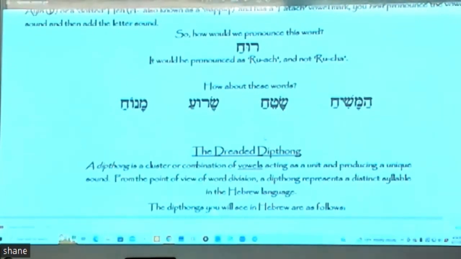So if you have the ayin at the end of a word, right, and it's got furtive patach, I'm just going to pronounce it as ah, short a, right? Okay, let me move on. We're going to talk about diphthongs. Yay!